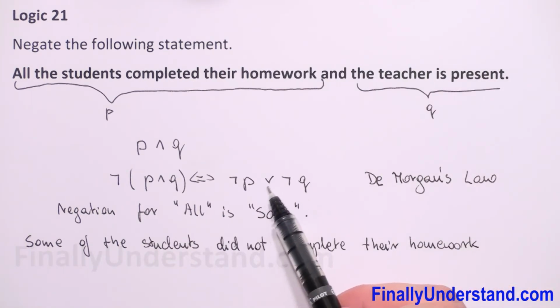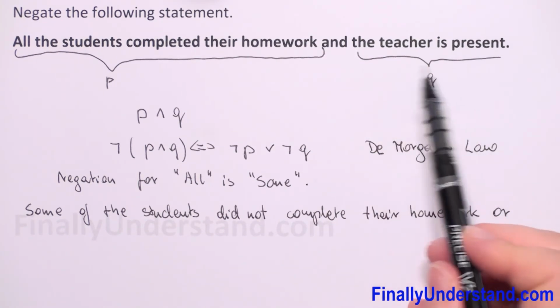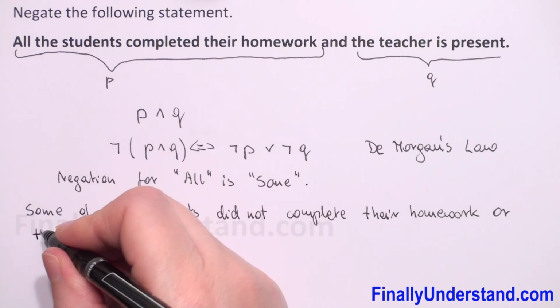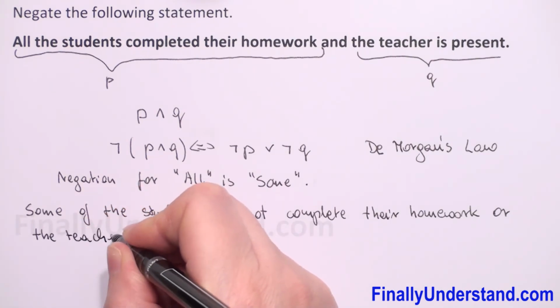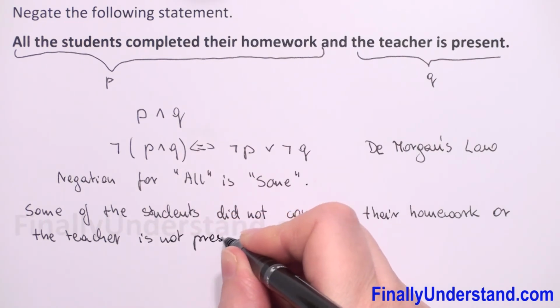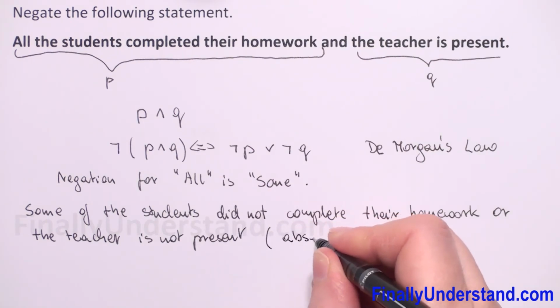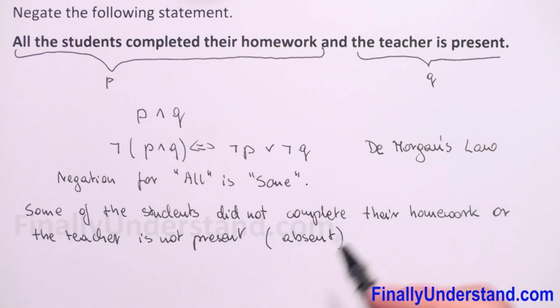And now we have to put the symbol for disjunction, so we have or, and the negation we have to write for the second statement, the teacher is not present. So we can write absent. In other words, this is my solution. It means for not present, we can always write absent. The teacher is absent. This is my solution.